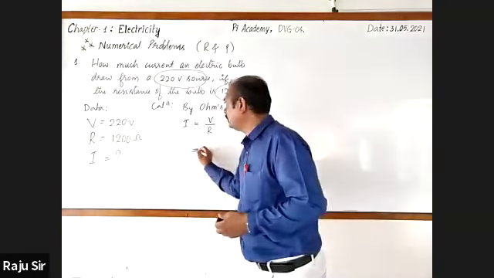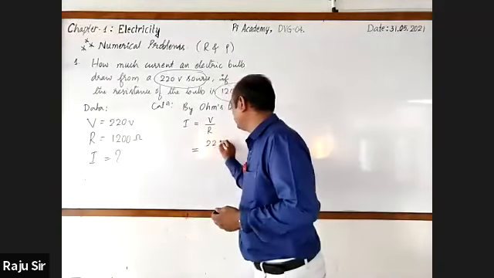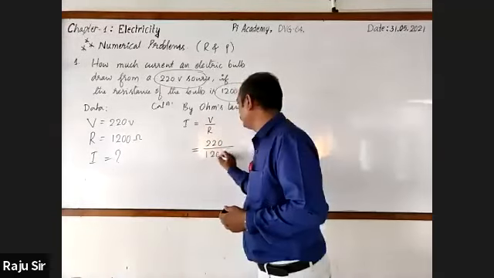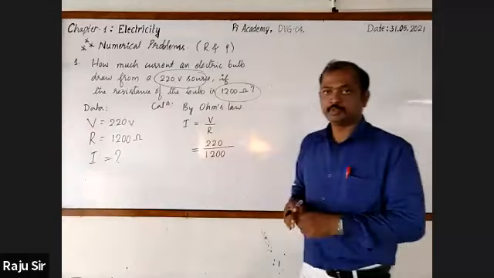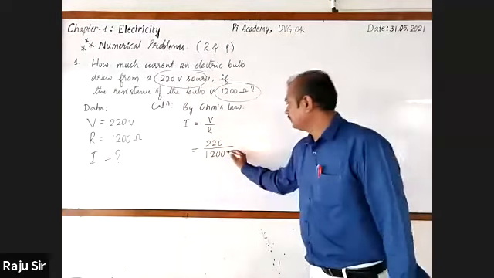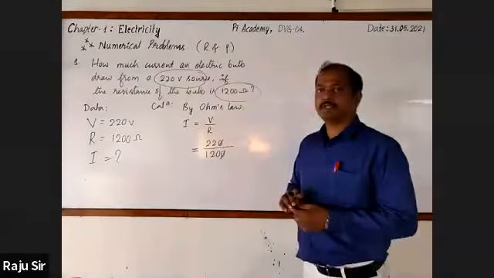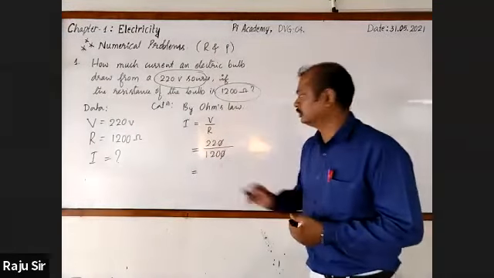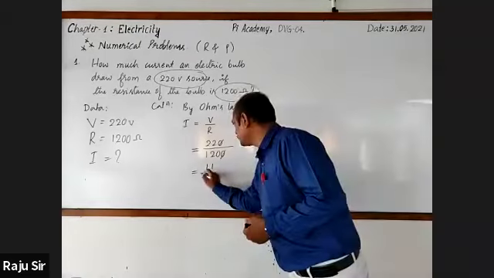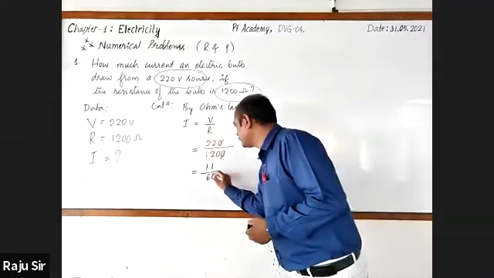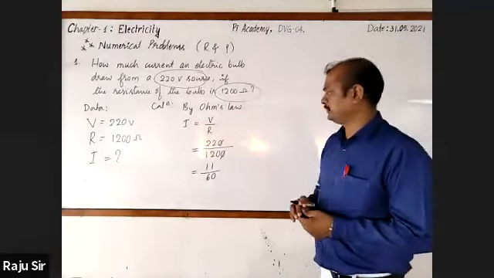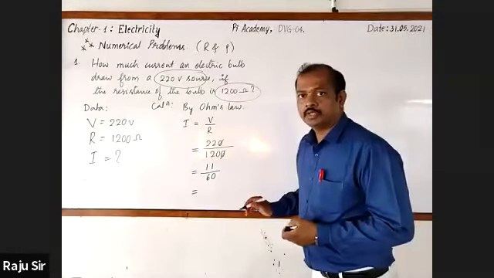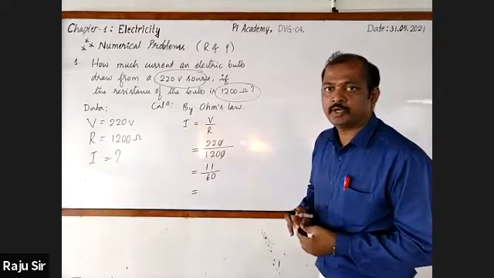where voltage is 220 volts and resistance is 1200 ohms. Please write with me. Here the zeros get cancelled. Then you can cancel it by 2. Two ones are twos, then two sixes are twelves, so it is 11 by 60. And this is equal to, yes, you are right, 0.18.